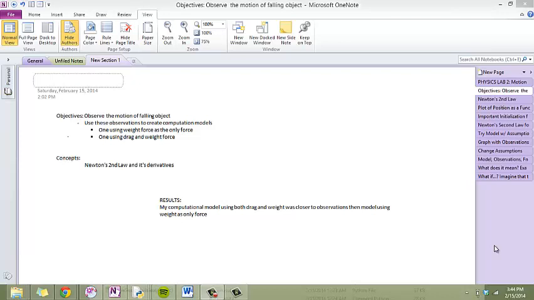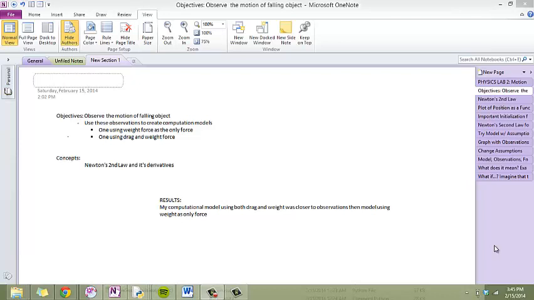Hello. The purpose of this lab was to observe the motion of a falling object and use some of these observations to predict the motion feature of this object. We did this by constructing models using Newton's second law and its derivative. One of our models used weight force as the only force, and the other used both weight and drag force.